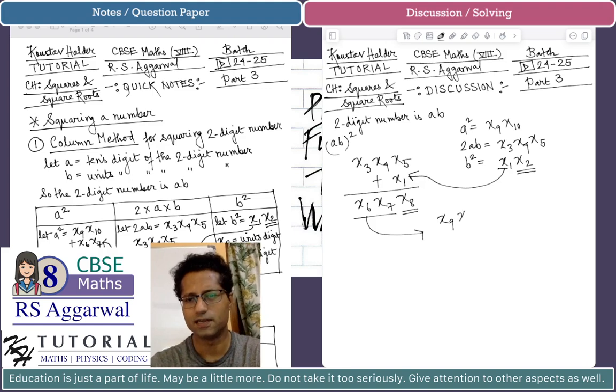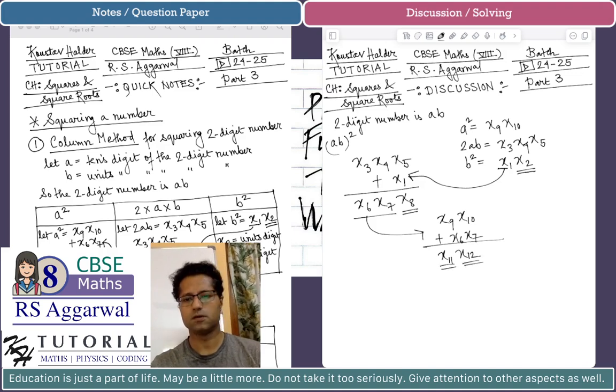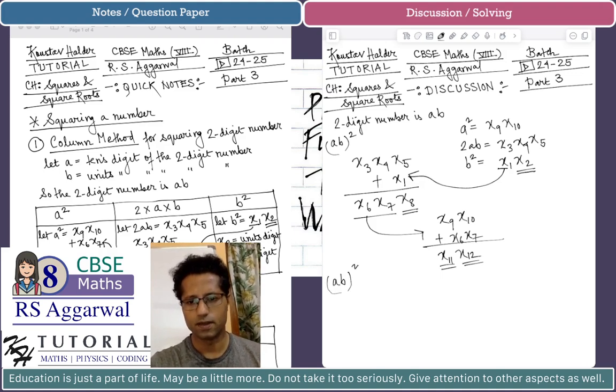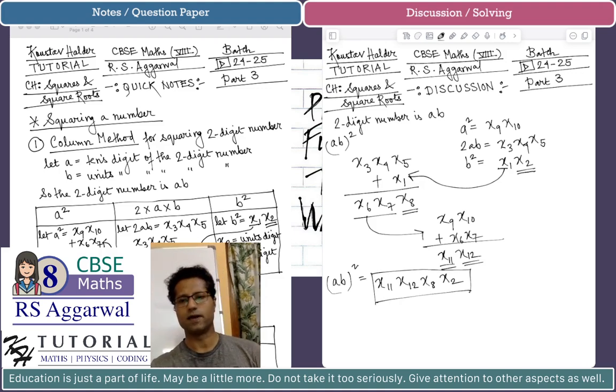So if a square is x9 and x10, we will just add x6, x7. And let's say this addition value will also be maximum two digit. So if this is x11 and x12, we will need both these digits. So the final result of AB whole square will be the number formed by the digits x11, x12, x8 and x2. So this will be the value of AB's whole square.